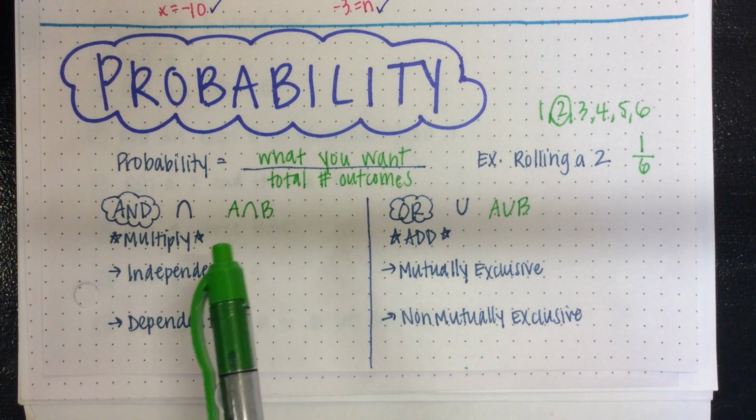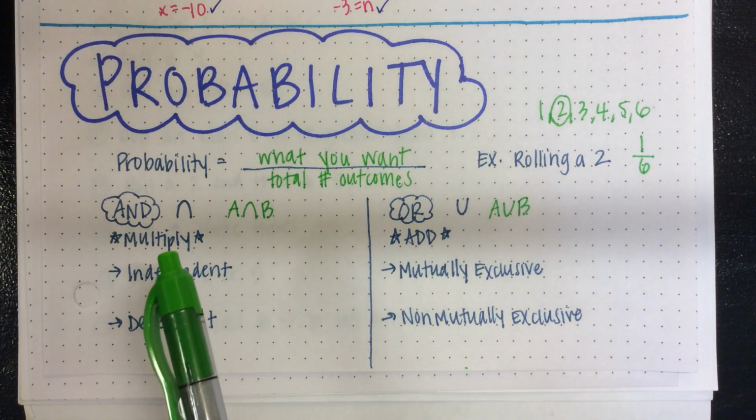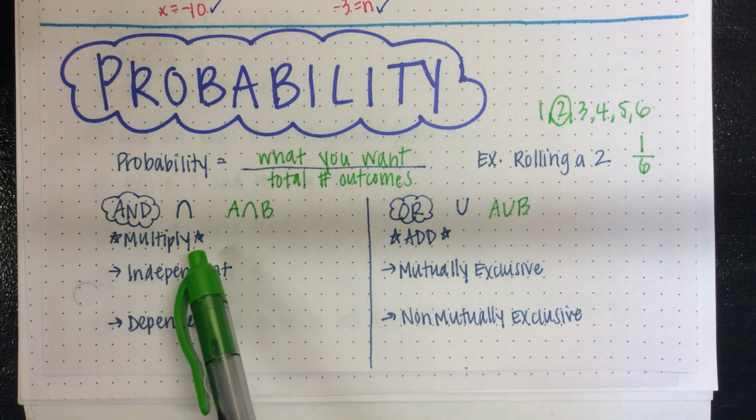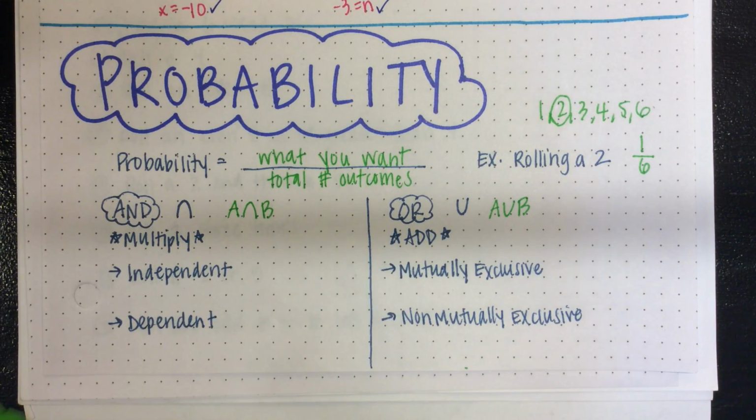If it wants you to find the probability of drawing a king and drawing a jack, you're going to end up multiplying somewhere. If it wants you to find the probability of a king or a jack, then you're going to end up adding somewhere.